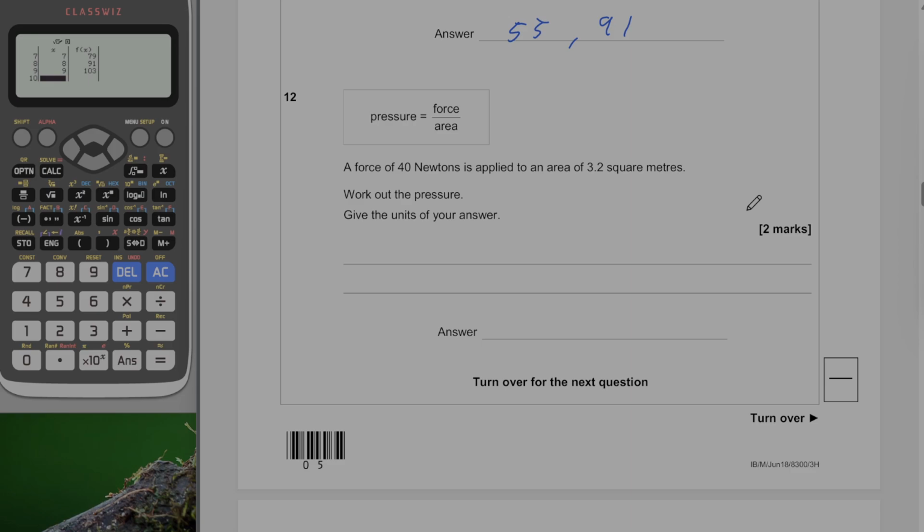Okay, question 12. Pressure is equal to force divided by area. A force of 40 newtons is applied to an area of 3.2 meters squared. Work out the pressure. Give a unit for your answer. Pressure is equal to the force, which is 40, divided by the area, which is 3.2. So that's 40 divided by 3.2 equals 12.5. And my unit here is newtons per meter squared.